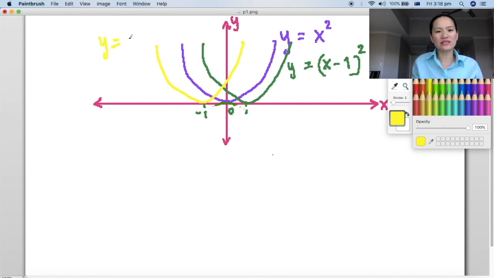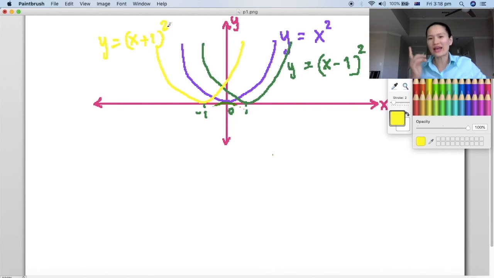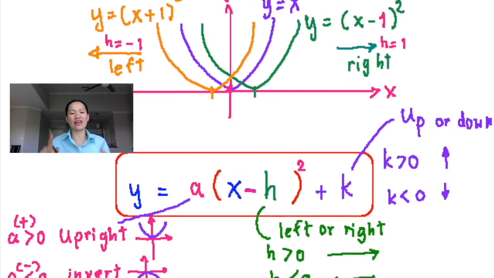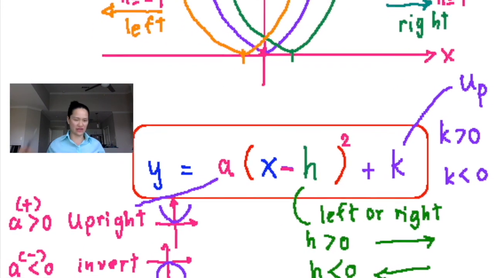Y equals (x plus 1) squared. Now I'm going to show you why it looks like this, because we have one of our formulas that you need to remember as well: y equals a multiplied by (x minus h) squared. If a is positive, the graph is upright. If a is negative, the graph is inverted.